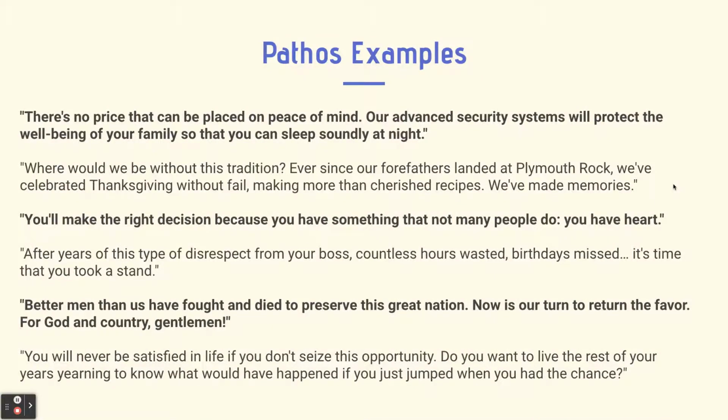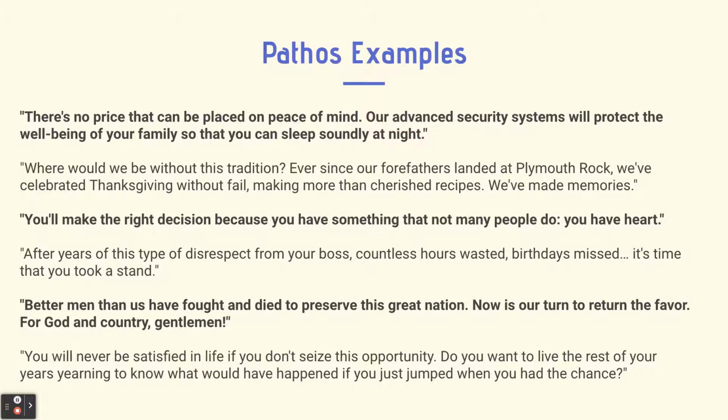All right, so here's some examples of pathos, appealing to people's emotions. There's no price that can be placed on peace of mind. Our advanced security systems will protect the well-being of your family so that you can sleep soundly at night. You'll make the right decision because you have something that not many people do. You have heart. Better men than us have fought and died to preserve this great nation. Now is our turn to return the favor. For God and country, gentlemen.